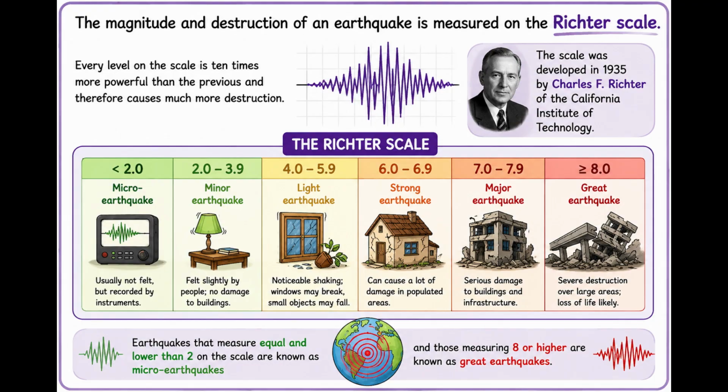The magnitude and destruction of an earthquake is measured on the Richter scale. Every level on the scale is 10 times more powerful than the previous and therefore causes much more destruction. The scale was developed in 1935 by Charles F. Richter of the California Institute of Technology. Earthquakes that measure equal and lower than 2 on the scale are known as microearthquakes, and those measuring 8 or higher are known as great earthquakes.